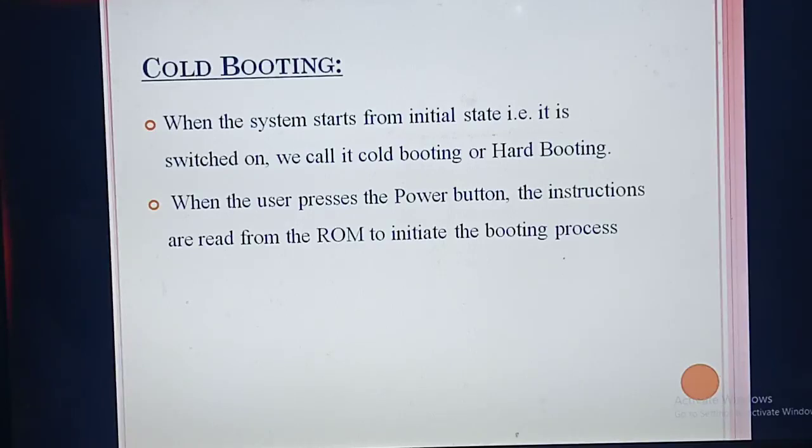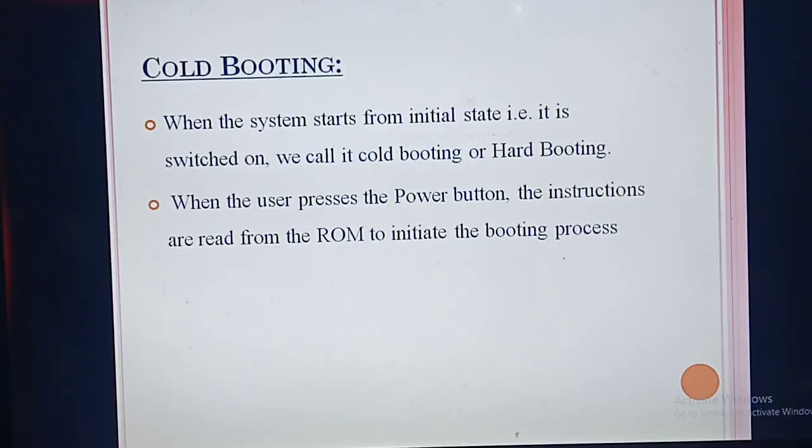Okay, so already you have studied, when you are going to switch on the computer, there is no information in the RAM, isn't it? But in the ROM, a pre-written program will execute, isn't it? So when the user is pressing the power button, the information in the ROM will give the instructions for booting the process.